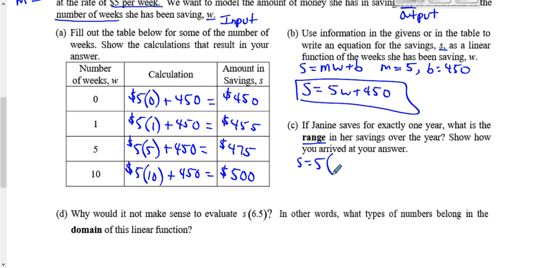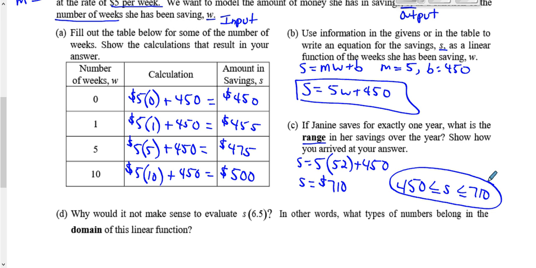52 weeks in a year. So what goes in here? 5 times 52 plus 450. So what is in her savings after 1 year? How much money? 5 times 52 plus 450 is $710. All right, so what is the range for that year? 450 to 710. Remember how to write that? That's 450 less than or equal to S, instead of Y, less than or equal to 710. So that's her range of savings values for 1 year.